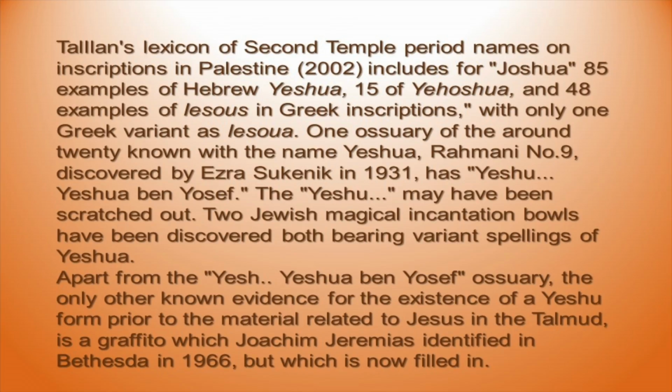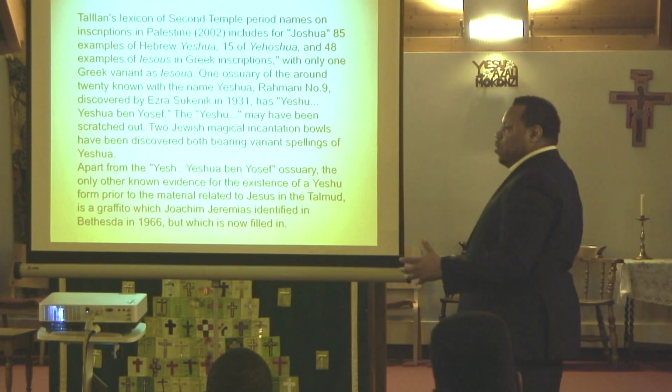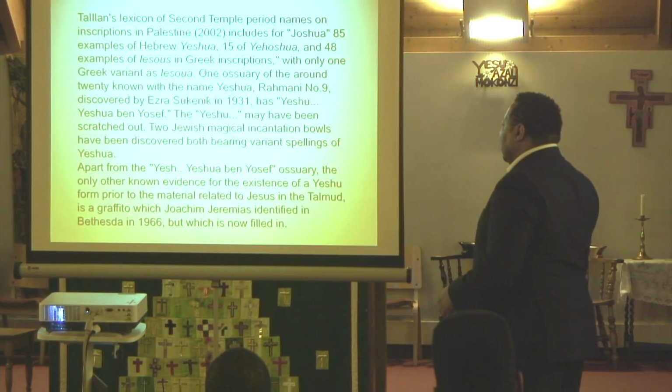Talon Ilan's Lexicon of Second Temple period names in Palestine includes, for Joshua, 85 examples of Hebrew Yeshua, 15 of Yahushua, and 48 examples of Jesus in Greek inscriptions, with only one Greek variant as Yeshua. One ossuary, which is basically a casket, a tomb, what you call a coffin, basically, is what they would put the bones of the deceased body into.